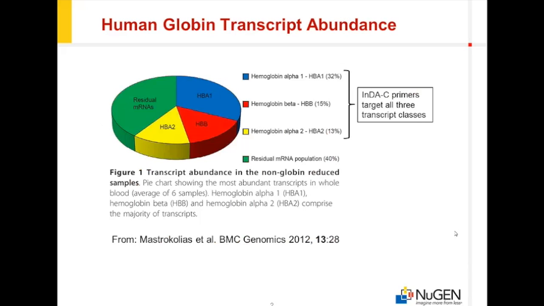If you add to this the ribosomal RNA levels, it presents a problem in developing an RNA-Seq sample preparation workflow, where a large portion of your resulting sequencing reads would be dedicated to transcripts that you're likely not as interested in. These non-informative transcripts comprise globin as well as ribosomal RNA. So we've designed InDA-C primers to target the different adult human hemoglobin transcript types in an effort to reduce the prevalence of these messages in the final library.